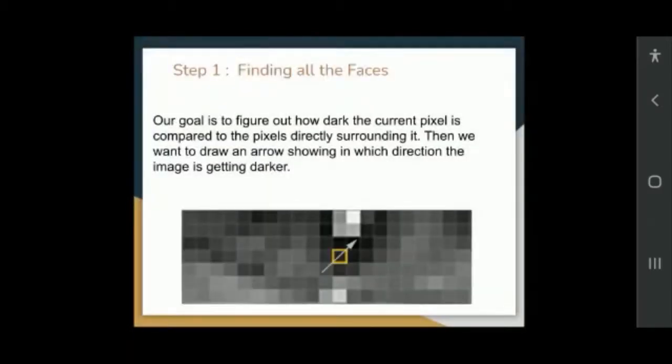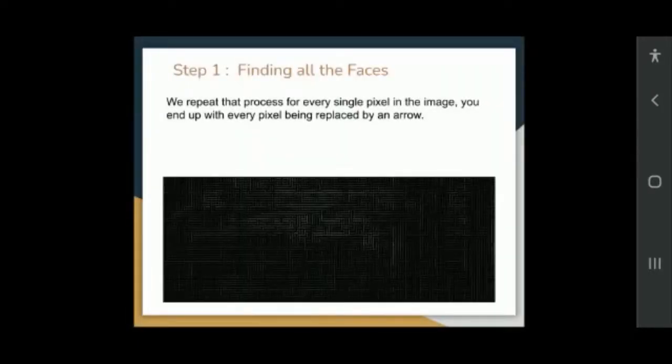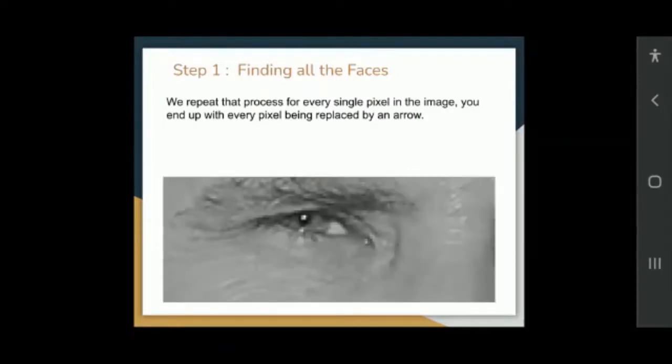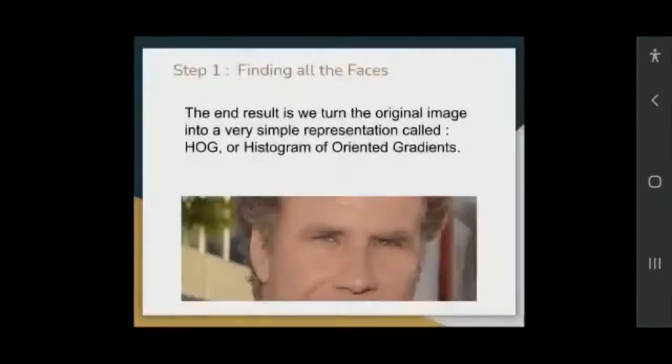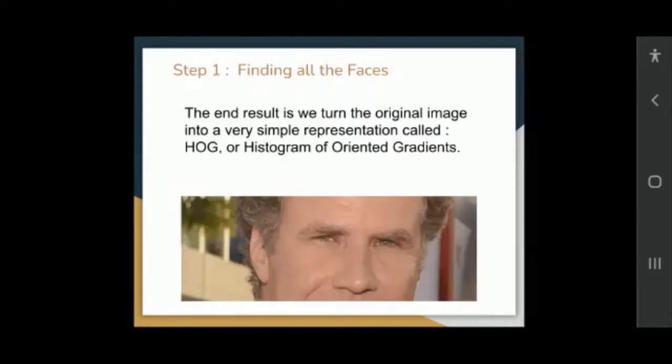Our goal is to figure out how dark the current pixel is compared to the pixels directly surrounding it. Then we want to draw an arrow showing in which direction the image is getting darker. We repeat that process for every single pixel in the image. You end up with every pixel being replaced by an arrow. The end result is we turn the original image into a very special representation called HOG, or histogram of oriented gradients.